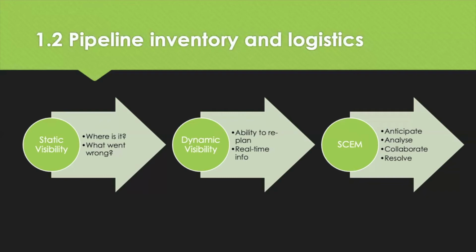So you've got static visibility: where is it? What went wrong? Dynamic visibility is the ability to replan in real time with information. But the one at the end, SCEM, which is supply chain event management, will enable you to anticipate, analyze, collaborate, and resolve.